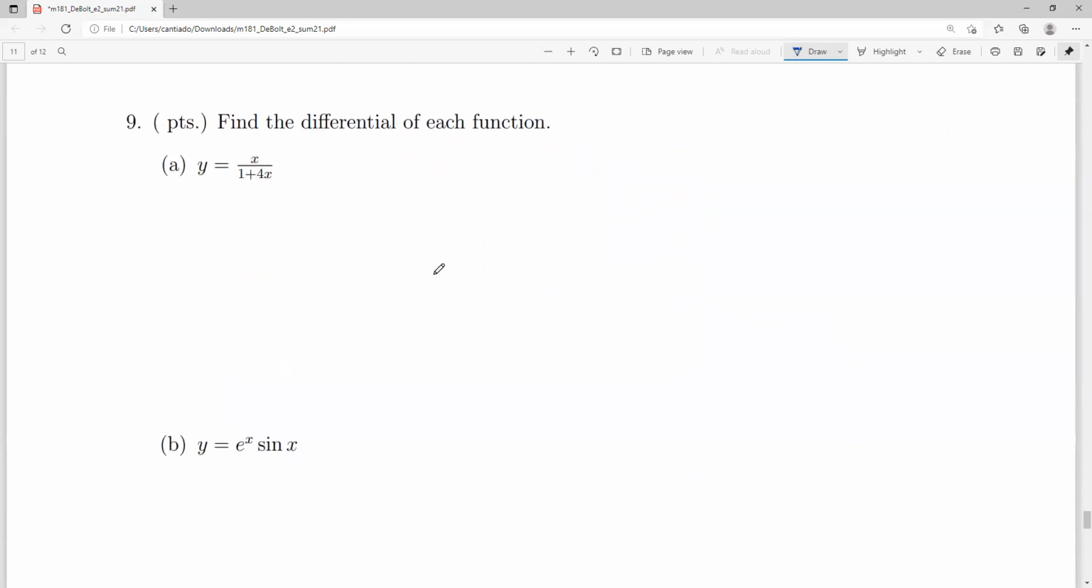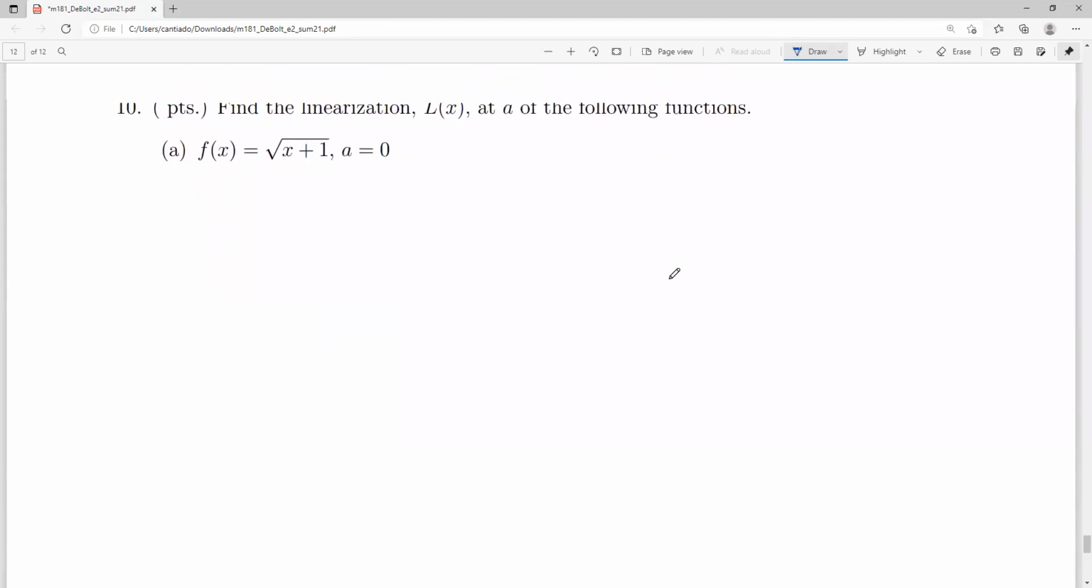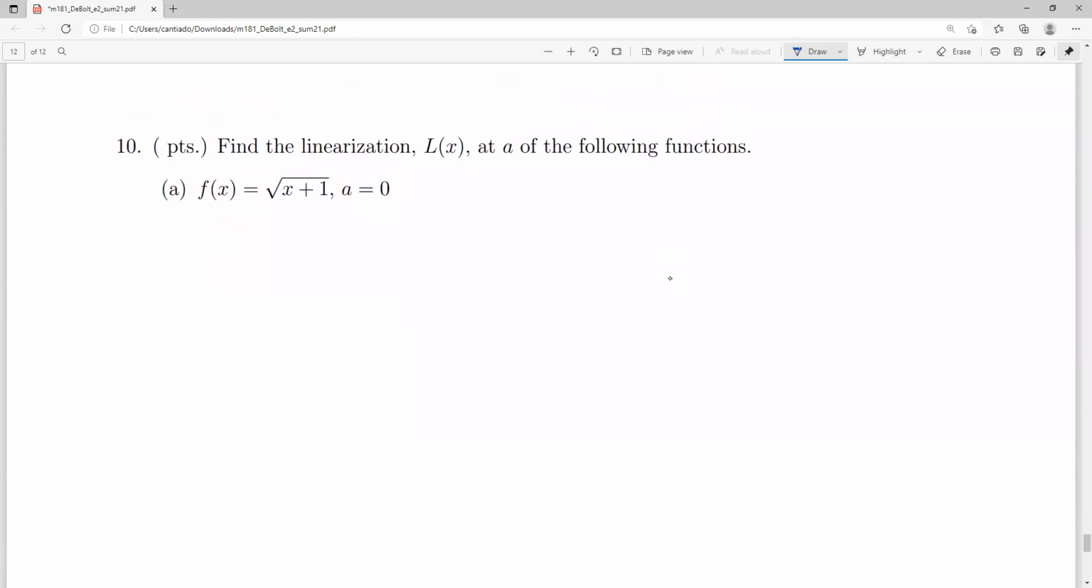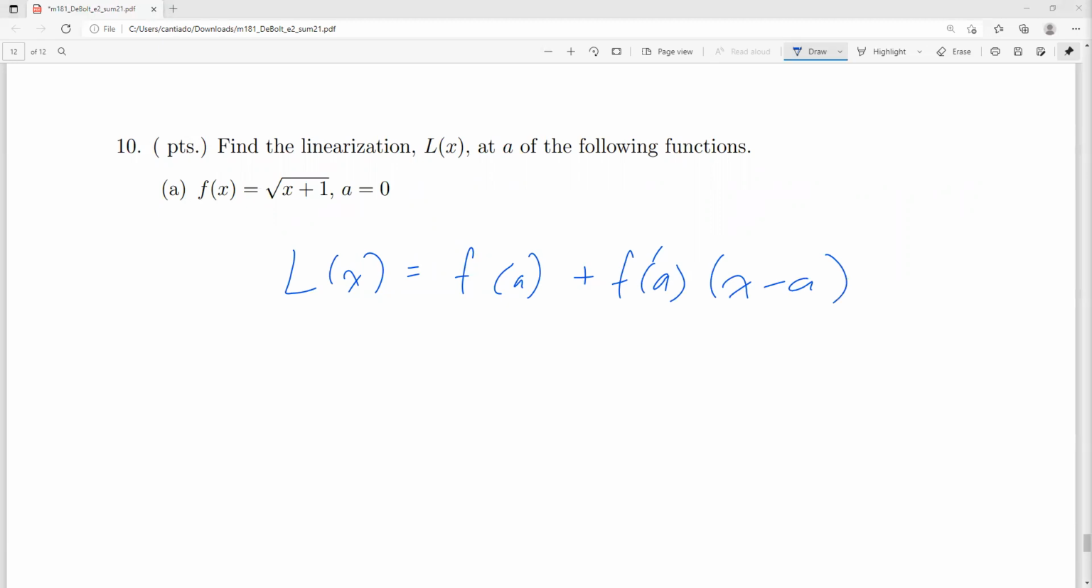9 is finding the differential again, so we'll skip that. And linearization, just remember the formula, L of x is equal to f of a plus f prime at a times x minus a, I believe is the formula. Let me double check. Yeah. So in this case, you just find each individual thing. F of a is very straightforward. Plug it into the original function. X minus a is very straightforward, and f prime is very straightforward as well. You just need to find the derivative of this. So 1/2 times x plus 1 to the -1/2, right? And then plug in a there.